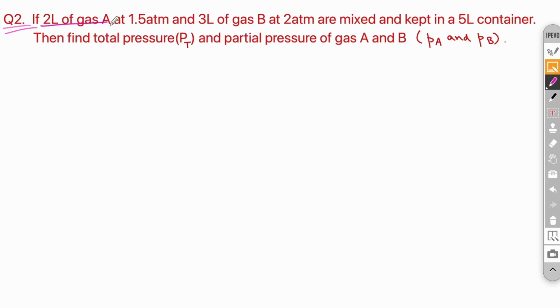Here, if 2 liters of gas A at 1.5 atm and 3 liters of gas B at 2 atm are mixed and kept in a 5 liter container, then find the total pressure and partial pressure of gas A and B.